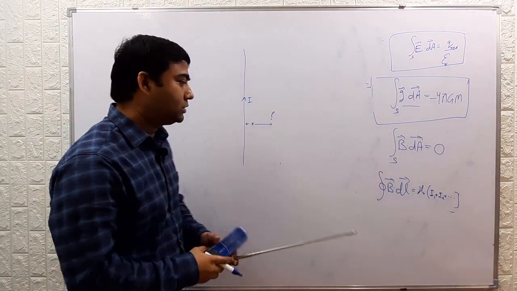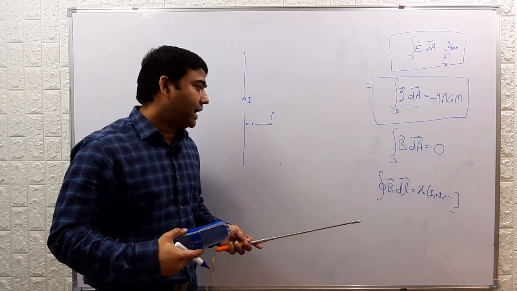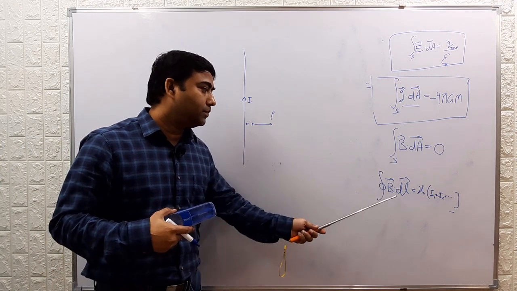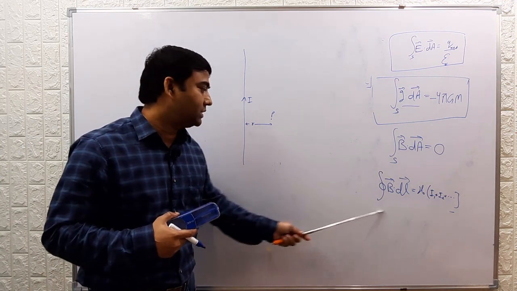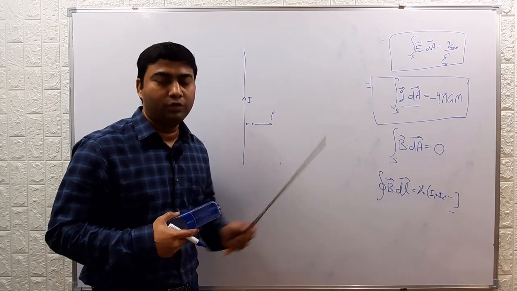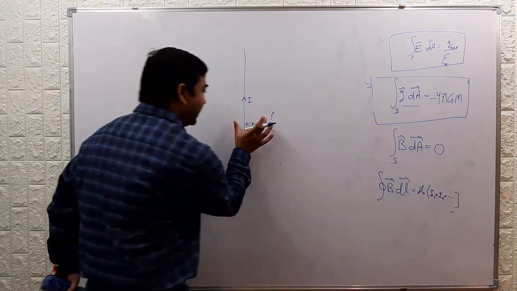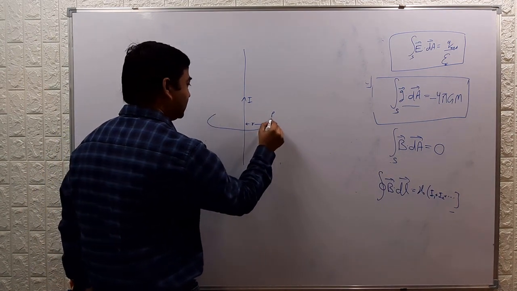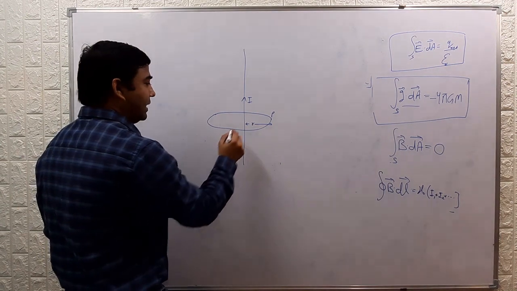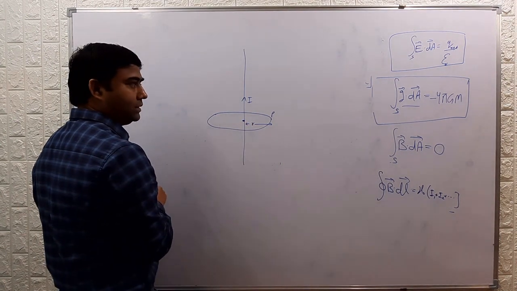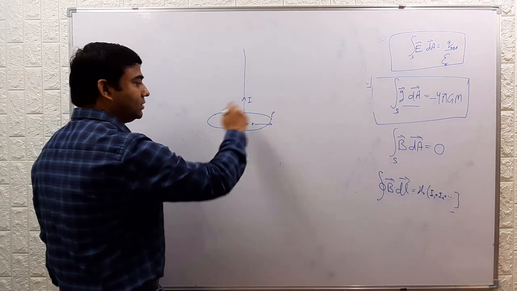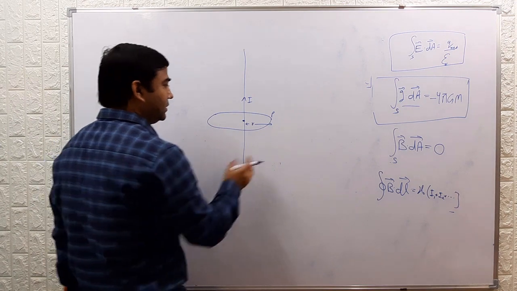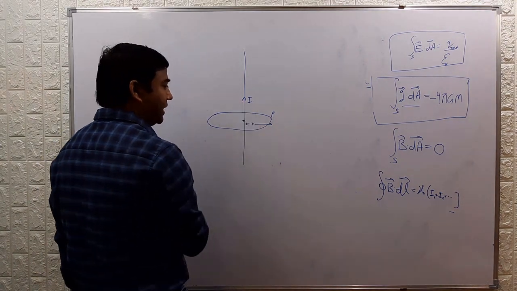So here also we will use the method of symmetry, and suitably create a path, a curve, so that this line integration can be found easily. To find the line integration, we will create a circular path, where the wire is at the center of the circle and the path is circular, passing through this point P. So the radius of the circle will be r. And this is the current I.